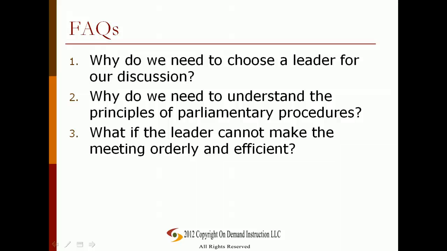Why do we need to understand the principles of parliamentary procedures? It provides rules by the majority while at the same time guaranteeing the rights of the minority. These principles guarantee the meeting will be conducted in an orderly and efficient manner by providing rules that must be followed by everyone attending the meeting.